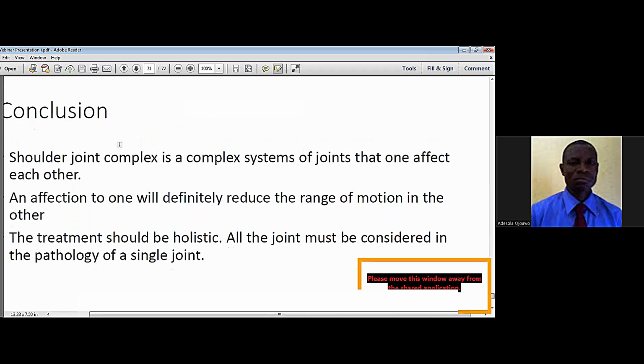Conclusion. I think the shoulder complex is very complex. It needs a lot of attention. One cannot move one aspect of the joint and leave the other. Again, whenever you are doing your assessment, make sure that you do a holistic assessment and make sure you give holistic management to the joint. If you concentrate on one aspect of the joint, the other will suffer. One may not be able to get good results.